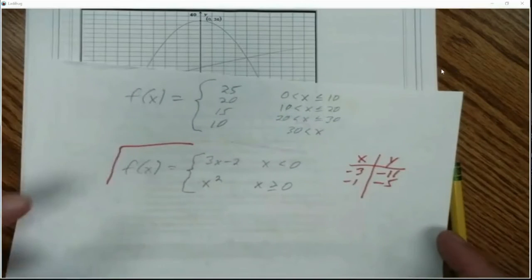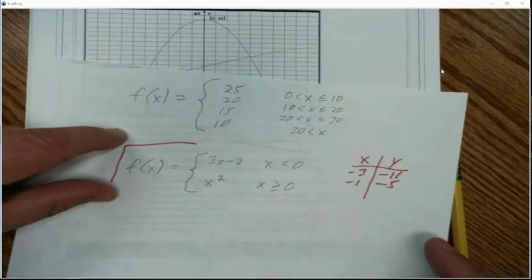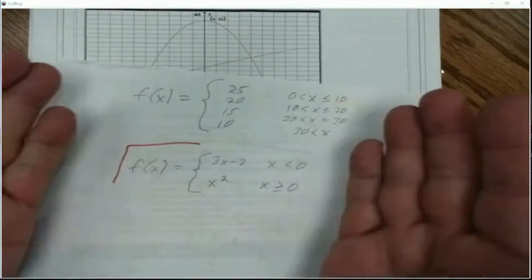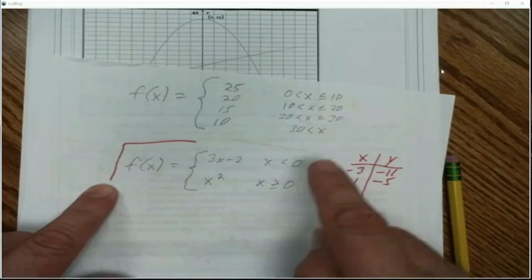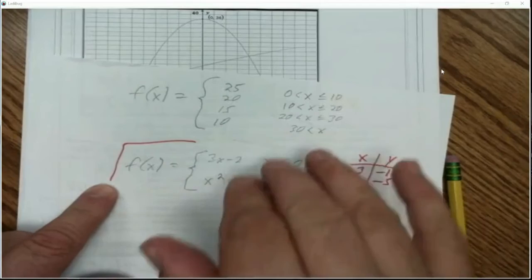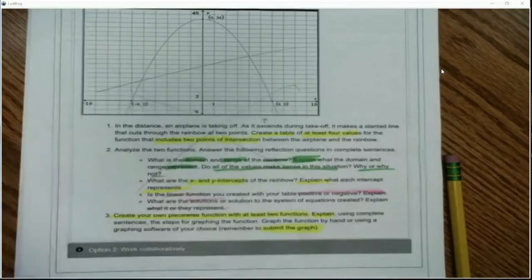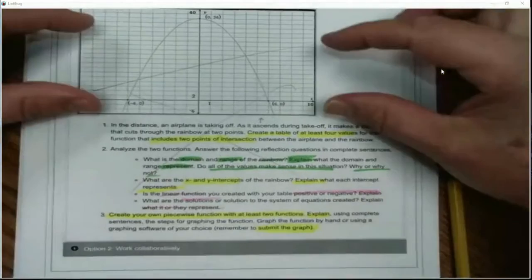Here's creating a piecewise function. This is creating a piecewise function. So you would have all of this information: when to use this piece, when to use this piece, when to use those 4 pieces, however many pieces you make. So this has nothing to do with the airplane or rainbow.